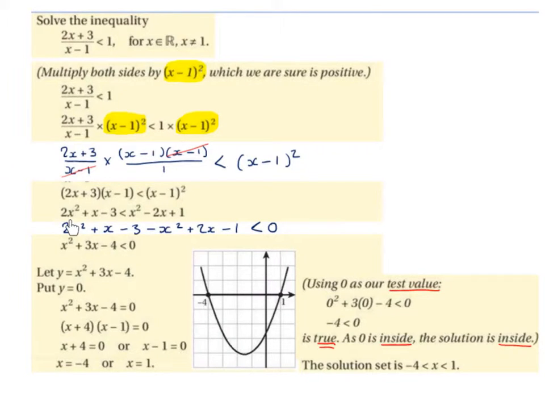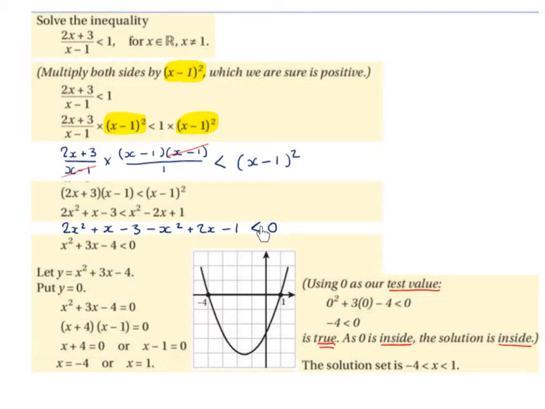Then we simplify. 2x squared minus x squared is x squared. x plus 2x is 3x, minus 3 minus 1 is minus 4, and this is all less than 0. Next we're going to let y equal x squared + 3x - 4, and put y equal to 0. So we have x squared + 3x - 4 = 0. We're going to factorize and solve. So we get (x + 4)(x - 1). Then we let each of these equal to 0, so x + 4 = 0, so x is equal to -4. And x - 1 = 0, so x is equal to 1.